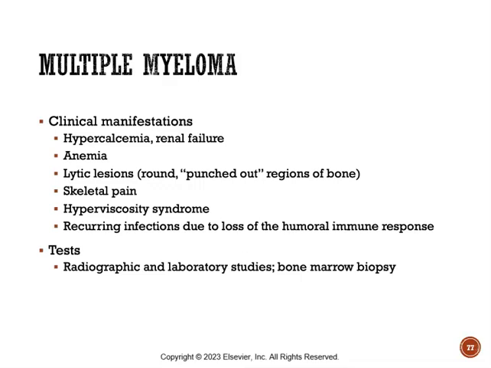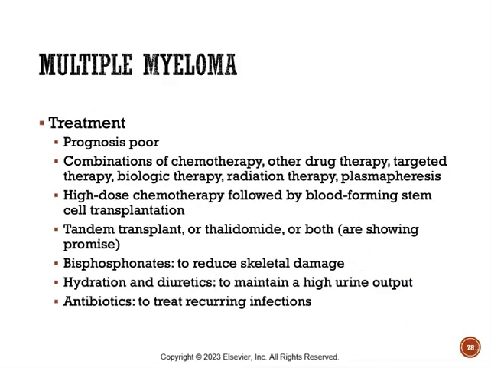Now, for diagnosis, we're going to rely on radiographic imaging, laboratory tests, and a bone marrow biopsy to confirm the malignant plasma cell infiltration. For treatment, unfortunately, the prognosis is poor, but the treatment advances are improving outcomes. Therapy often will involve a combination of chemotherapy and drug therapy, targeted drugs, that is, and a biologic therapy to slow the progression of the disease.